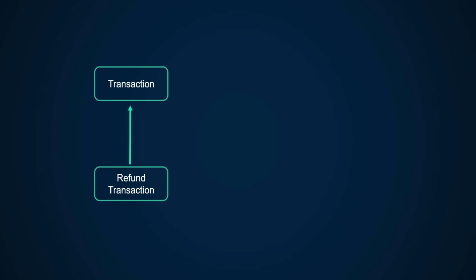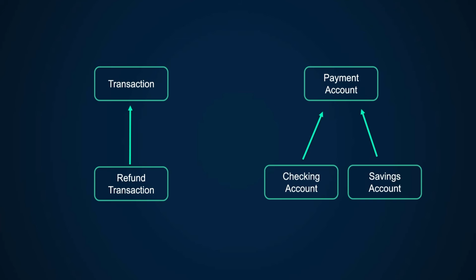In that case, refund transaction might be another class that has its own custom functionality, but it also inherits all the necessary properties and methods from the transaction class. Another example is with a payment account. You could have two types of accounts, for example. You could have a checking account and you could have a savings account.